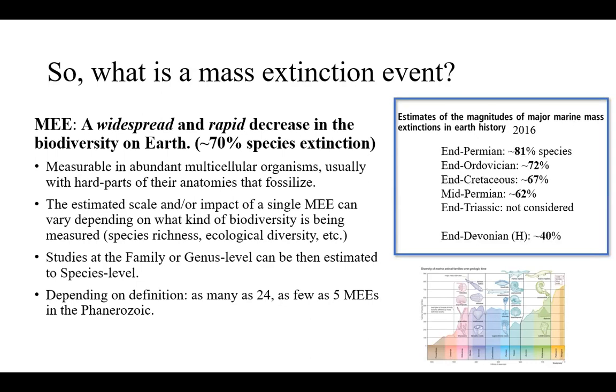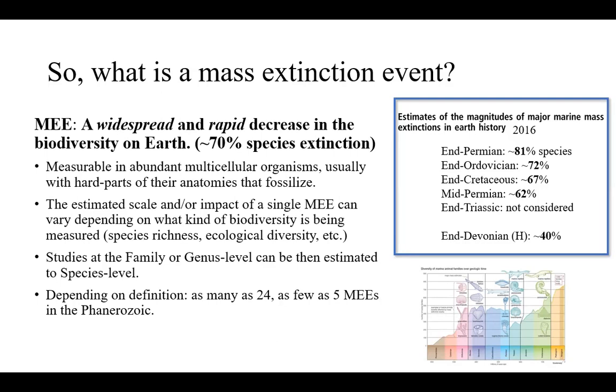That end of the Permian, that big dip, 81. I think 81 is still pretty horrific. Think about 100 animals and get rid of 81 of them. End Ordovician 72, still worse than end Cretaceous 67. Middle Permian, which was not part of the conversation in the 80s, 62, which is, by the way, different from end Permian. So yikes for the Permian. They didn't consider the Triassic in 2016 because the Triassic is still a mess. Gary can tell you about that.